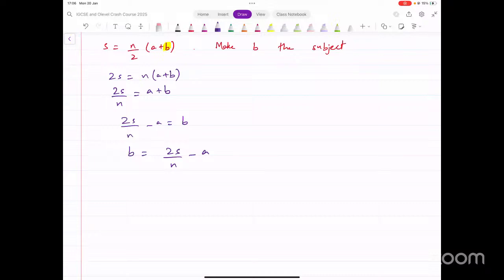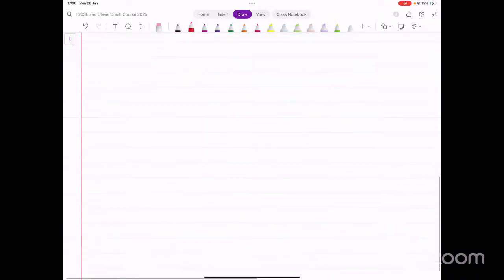Now, these were simpler examples. Sometimes you have square roots involved. What do you do in those cases? For instance, if you have something like this, c equals square root of 8a minus 3b. Let's say we have something like this. And now, again, what we want to do is we want to make b the subject.